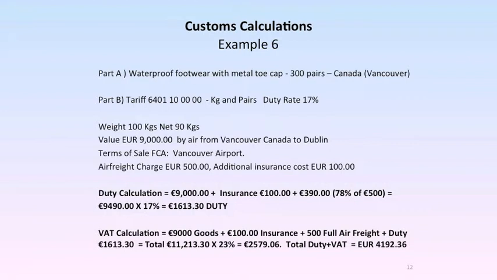Now if we look at the VAT calculation, this is based on the full CIF Dublin value plus duty, and so the calculation would be the goods €9,000 plus insurance €100 plus the full air freight amount of €500 plus the duty amount of €1,613.30, and this gives us a total figure of €11,213.30 multiplied by the VAT rate of 23%, and this gives us a VAT amount of €2,579.06. So add the two figures together, duty and VAT, and this gives us a total of €4,192.36 payable to Revenue.